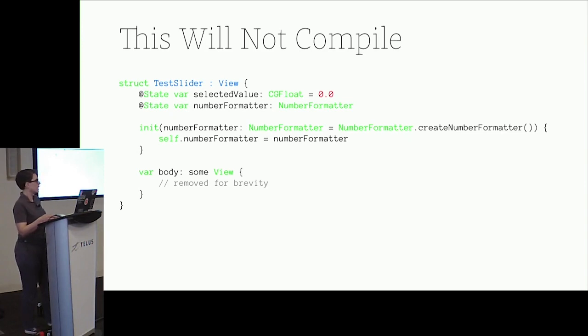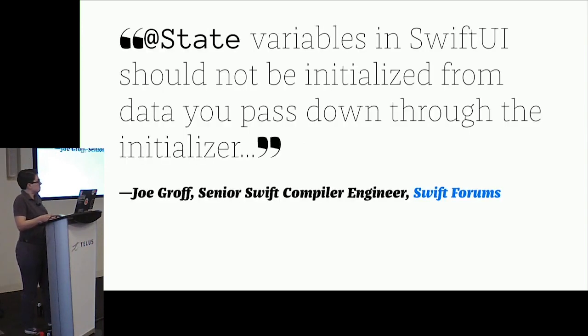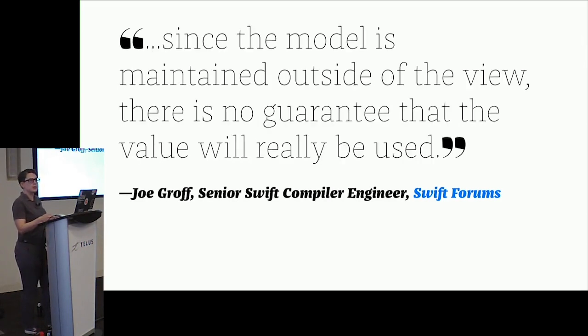This code didn't compile. So, like any good engineer, I went around Googling for some answers. Turns out someone else ran into the exact same issue, and they posted in the Swift forums. Joe Groff, who's a senior Swift compiler engineer at Apple, responded. So he's like, you shouldn't really be doing this. This isn't what the State property wrapper is intended for. And he had some good reasons.